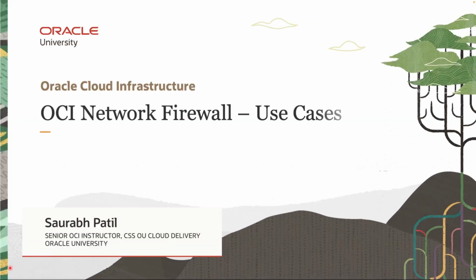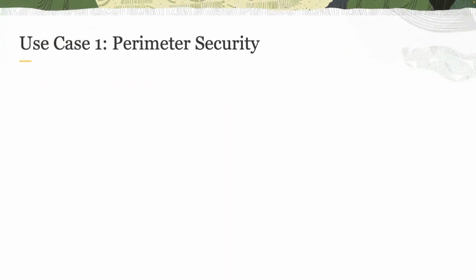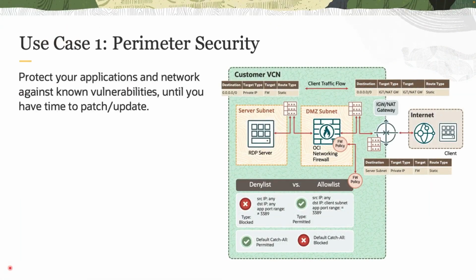Hello and welcome to this lesson to discuss the most common use cases for OCI Network Firewall. The first use case is to secure your network perimeter, which allows you to protect your OCI workloads from the threats coming in from the internet until you have time to patch or update any vulnerable system.